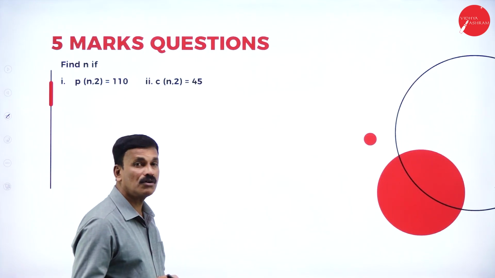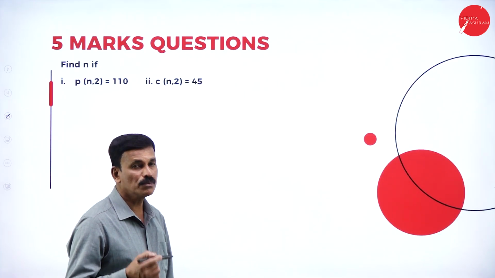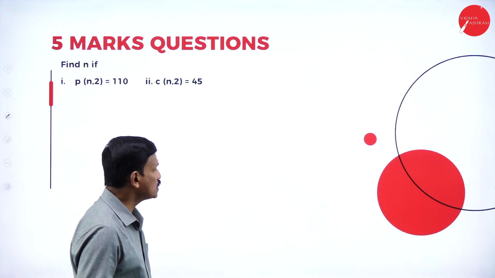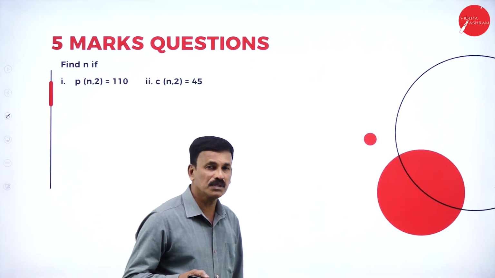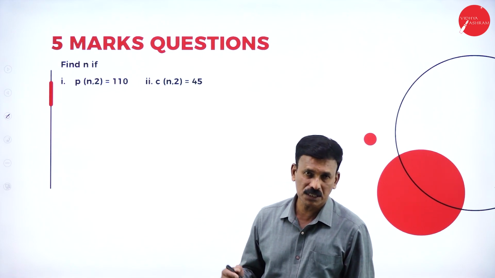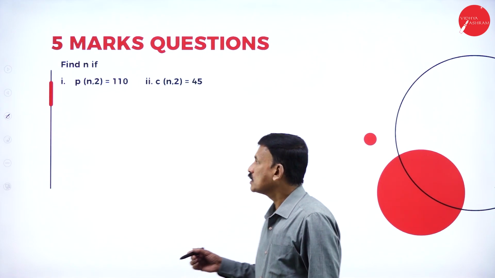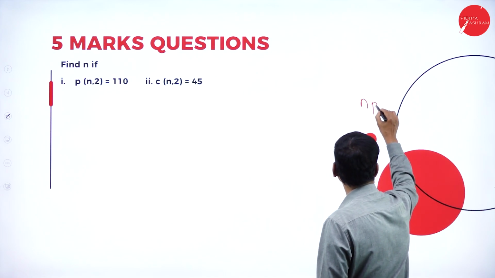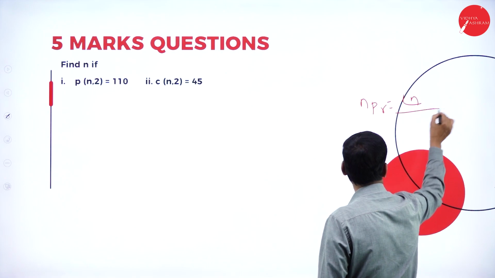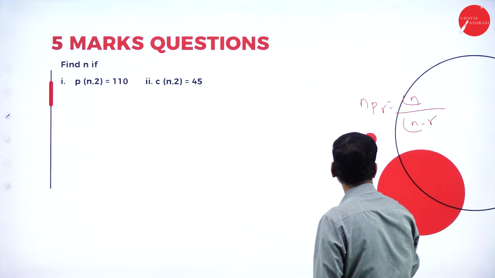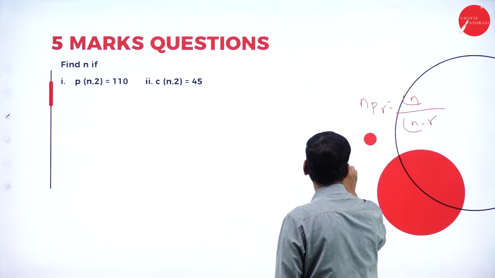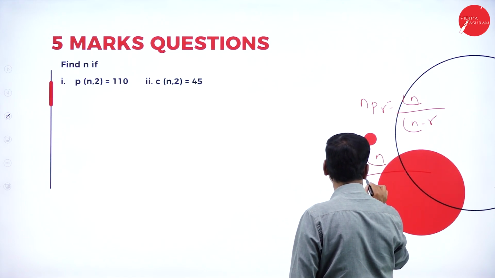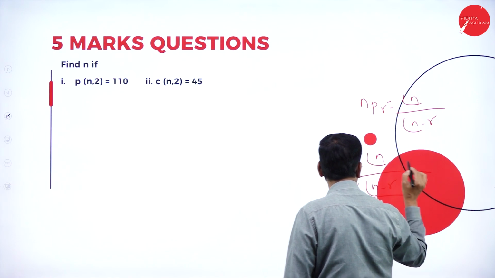Let us discuss the binomial theorem. Before going to the binomial theorem, by using binomial coefficients and the formulas based on permutations and combinations, let us do some problems. Now we know the formula for permutation. What is the formula for nPr? nPr is equal to n factorial divided by n minus r factorial, and similarly nCr is equal to n factorial divided by r factorial into n minus r factorial.